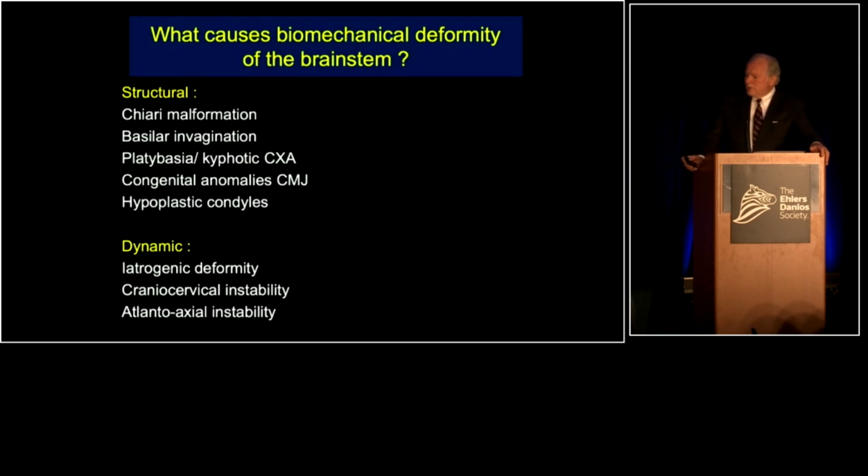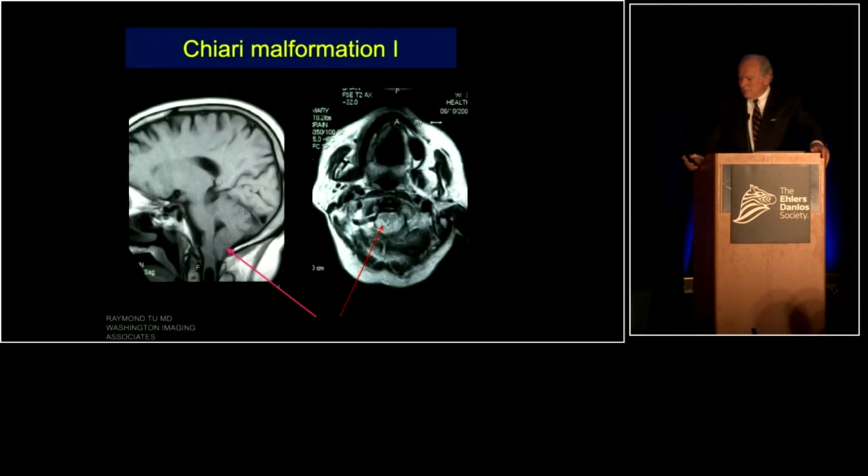And so what am I talking about by mechanical deformity? I'm talking about structural and dynamic. So here's a Chiari malformation. The cerebellum pushing down through the foramen magnum, causing pressure on the brainstem and lower and upper spinal cord.